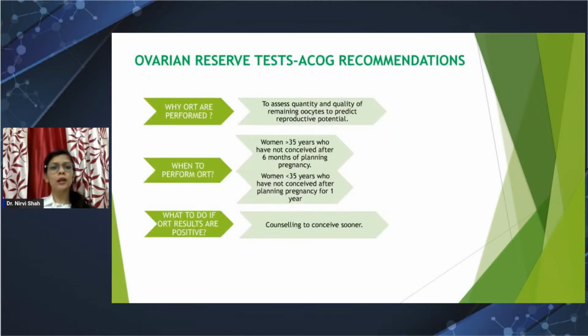So when do we subject the women to ovarian reserve test? So we have the ACOG recommendations, okay, which says that women who are more than 35 years old and who have not conceived after 6 months of planning pregnancy should be screened for ORT. And women, if they are less than 35 years and who have not conceived after planning pregnancy for 1 year, they should be screened for ORT, because all of this helps us to guide them to conceive sooner.